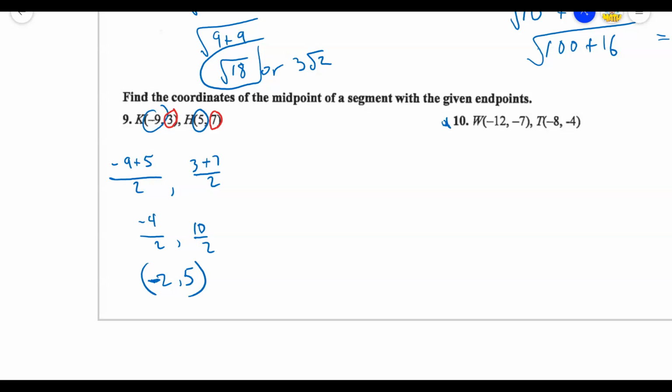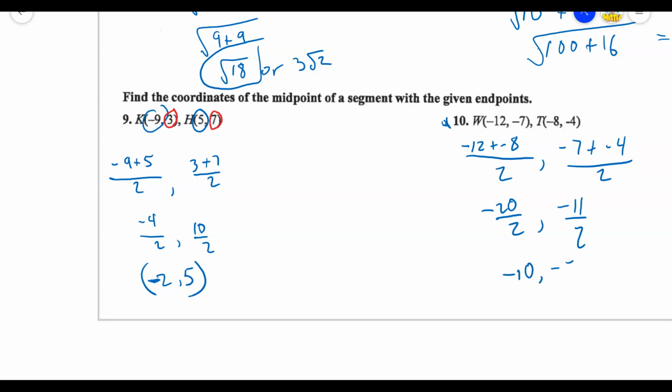So hopefully for this one here, we took -12 plus -8, add them together, and divide by 2. Then we're going to take -7 and -4, add those two together, and divide by 2 as well. Okay, so I'm going to have -20, and we'll divide that by 2, and then this would be -11, just a lot of negatives here. So I get -10 and -5.5 as my correct midpoint.